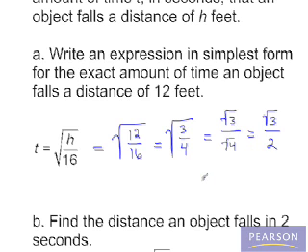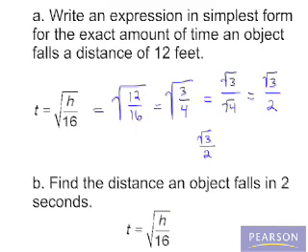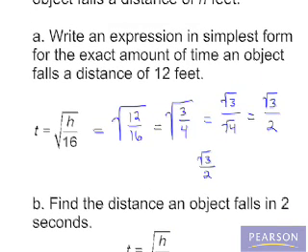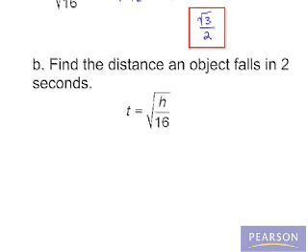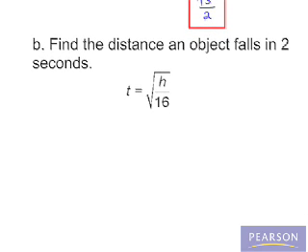So our final answer for Part A would be the square root of 3 over 2, and the units would be, I think, in seconds. Yes, t in seconds. So the answer to Part A would be square root of 3 over 2 seconds. For Part B, find the distance an object falls in 2 seconds.